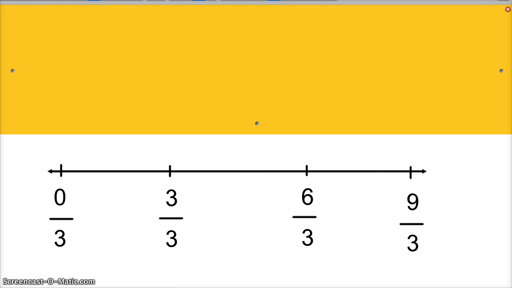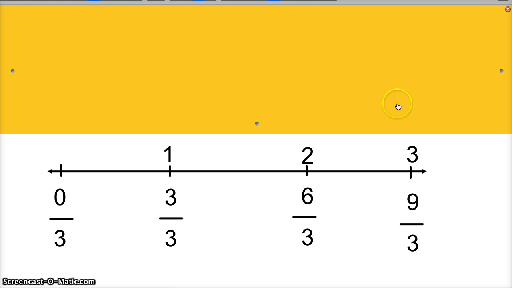Okay, I want you to write the whole number equivalents. So what is 3/3 the same as, what is 6/3 the same as, and what is 9/3 the same as, and write it in the space above. Okay, 3/3 is the same as 1 whole, 6/3 is the same as 2 wholes, and 9/3 is the same as 3 wholes. And again, you can get that because fractions are just division problems. 3 divided by 3 is 1, 6 divided by 3 is 2, 9 divided by 3 is 3.